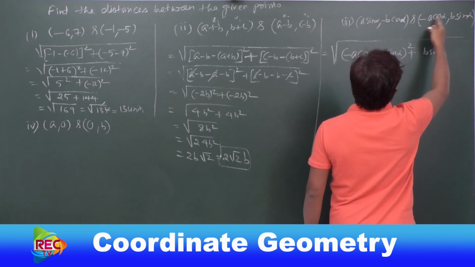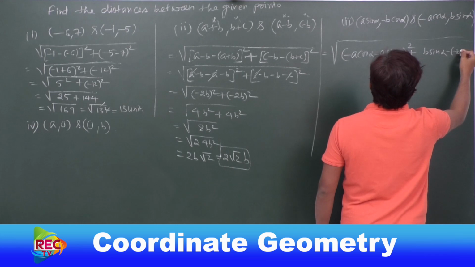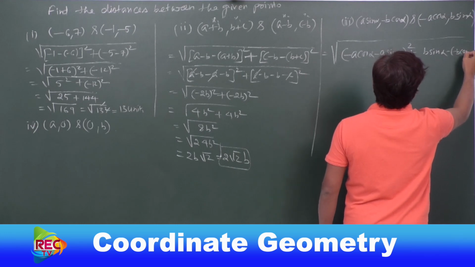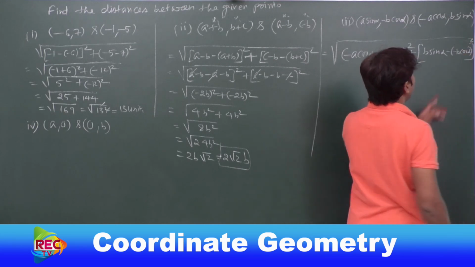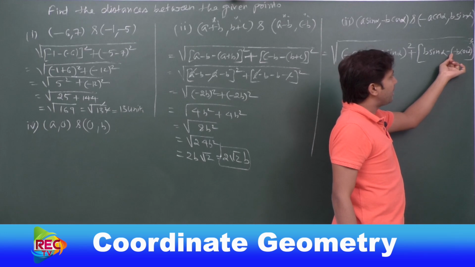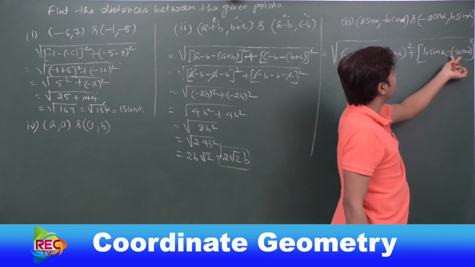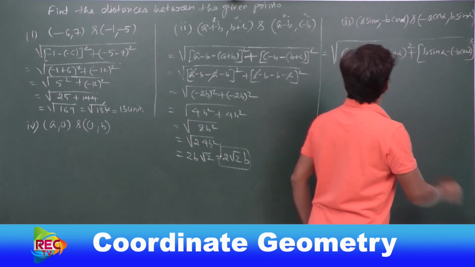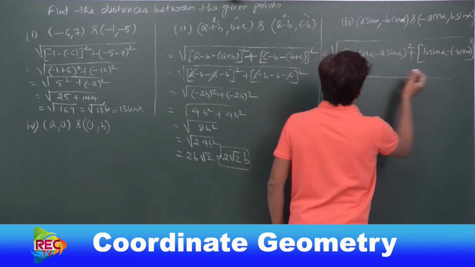Okay, b sin alpha minus of minus b cos alpha. To this also we need to put whole square. See, I think it is not visible. B sin alpha minus of minus b, okay, minus of minus b cos alpha, to that whole square I put. Okay, now just see. Let me simplify this further.